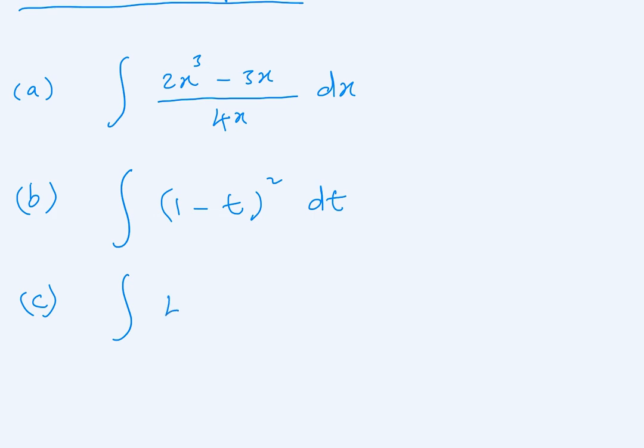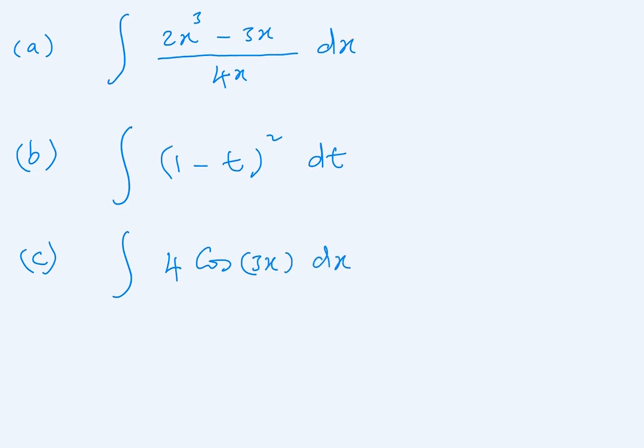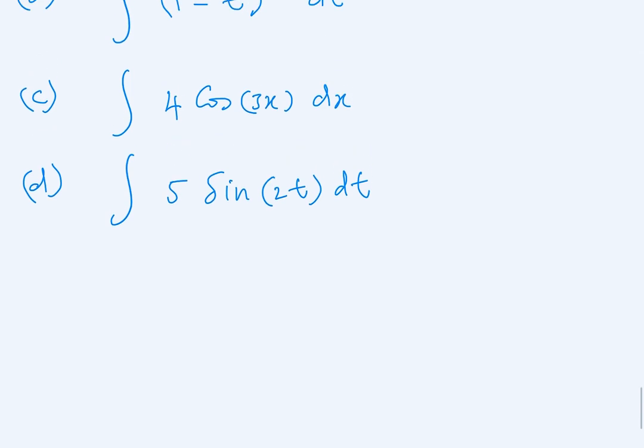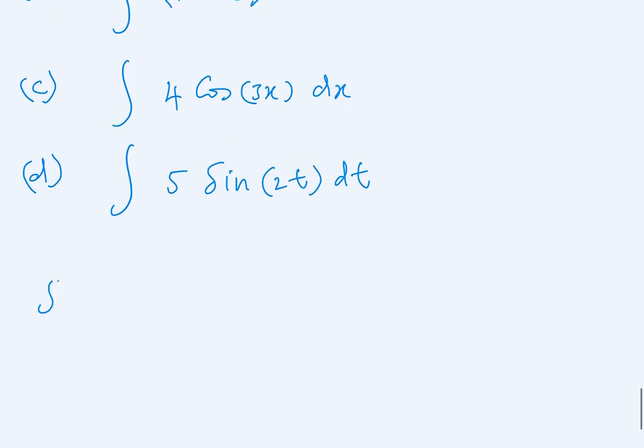And also the integral of, let's say we have 4 cos of 3x with respect to x. Okay, so we have a function of that nature. And then lastly, let's look at the situation where we have the integral of 5 sine of 2t with respect to t. What do we get in that situation? So let's solve these examples here. Let's look at the solutions of these examples and see what we get there.